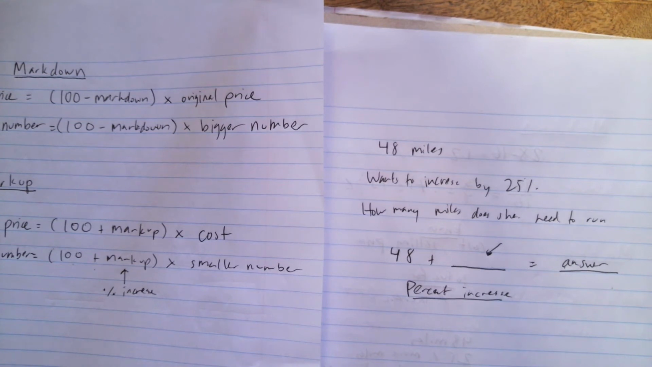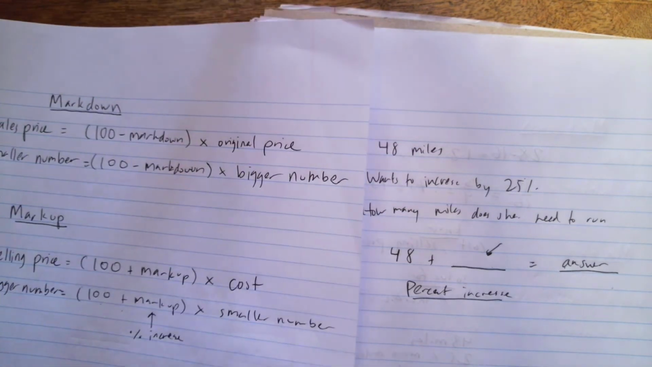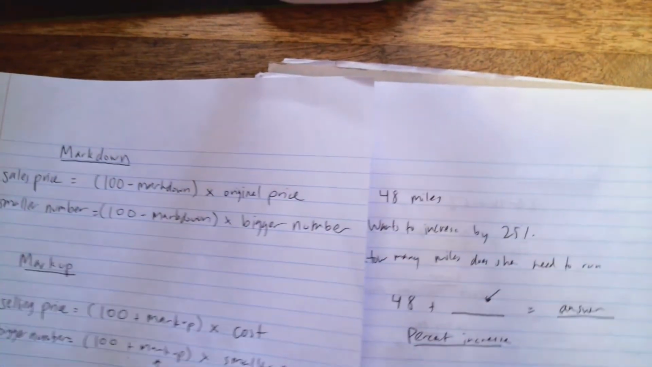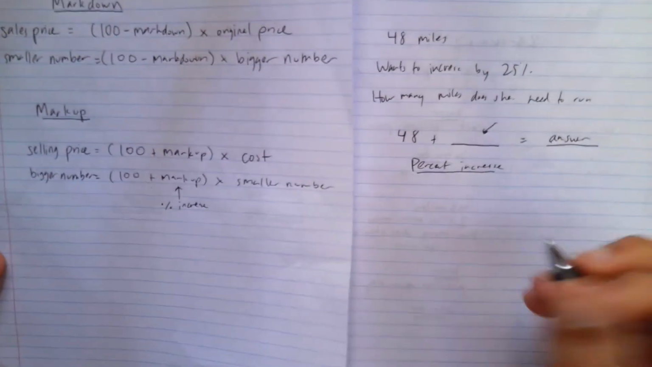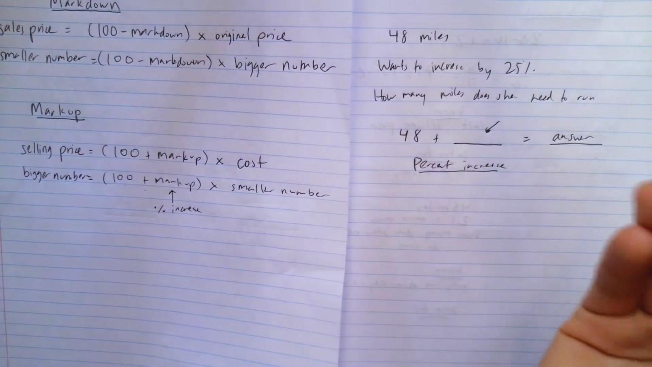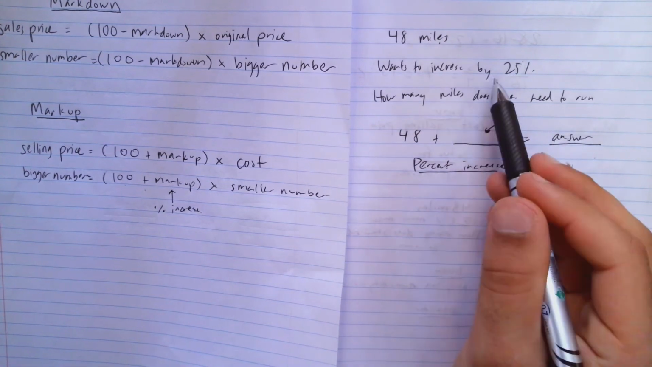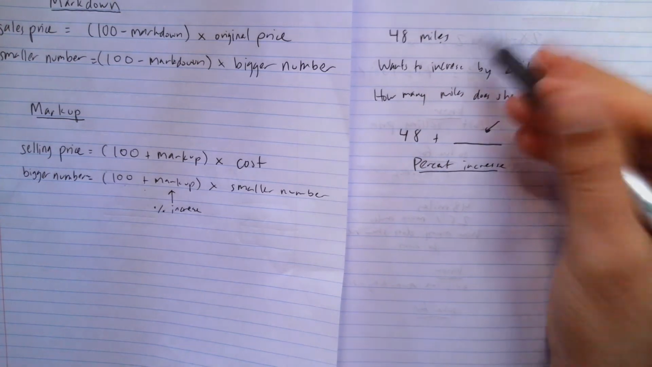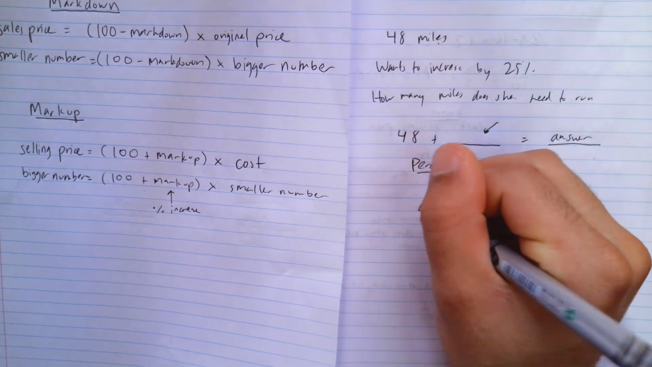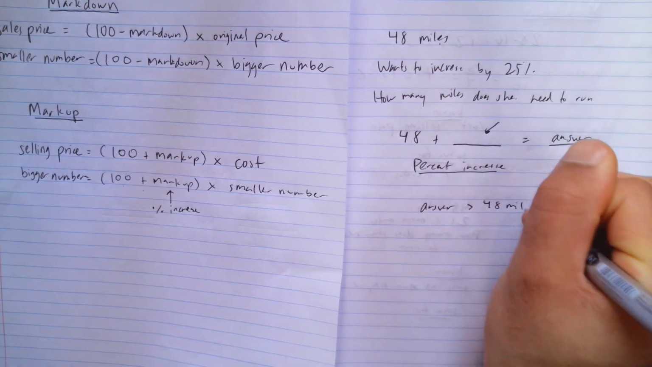Okay, let's keep walking through. I'm just trying to get you to conceptually understand where this equation comes from. But this is the equation that we're going to be using throughout. It's this bigger number, right? So we know that this number wants to increase, because we know it from the problem. We're dealing with this percent increase. So our answer is going to be greater than 48 miles, right?